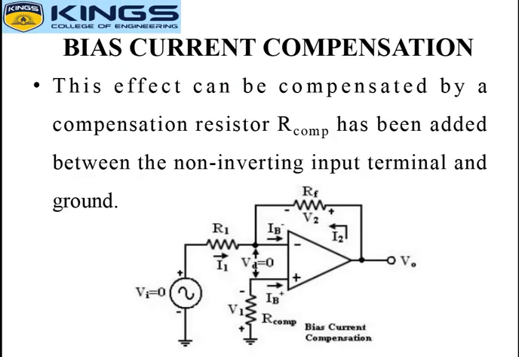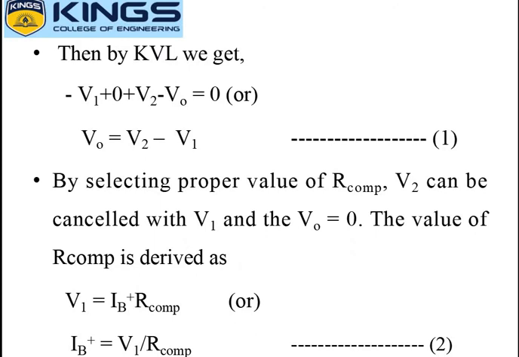From this figure, from RCOM, that voltage is minus V1, the difference between two terminals 0, another voltage V2, and then the output voltage V0, right? From that equation, we get V0 equal to V2 minus V1. By selecting a proper value of RCOM, V2 can be cancelled with V1 and the output V0 will be 0.